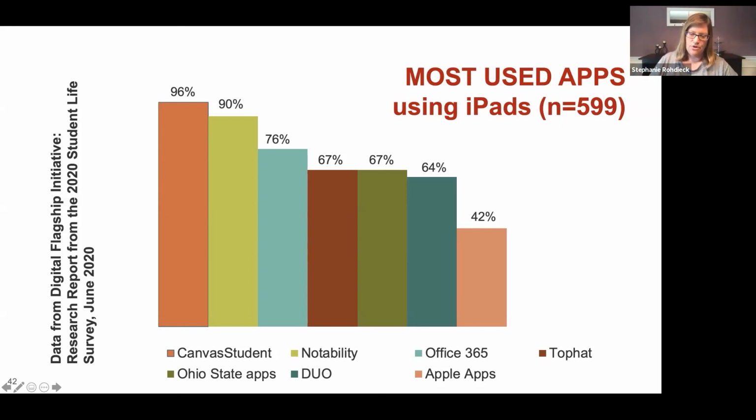If you have assignments or group activities that are being done in Office 365, you can see many of them are using that. Top Hat they're using, right? The OSU apps are things like the bus schedule, that kind of stuff. We also have some wellness apps that fall into that category. Obviously Duo, as we all love Duo, I'm sure. And then there are some others that are very specific Apple apps.